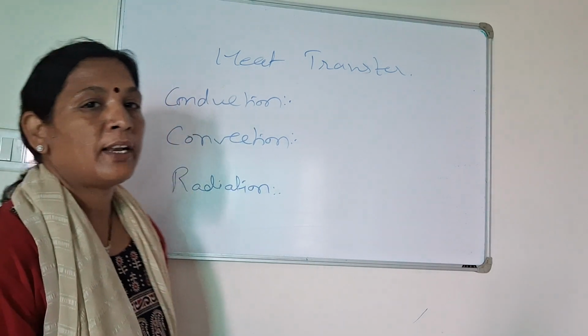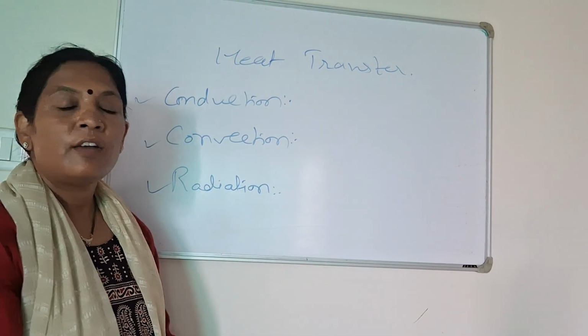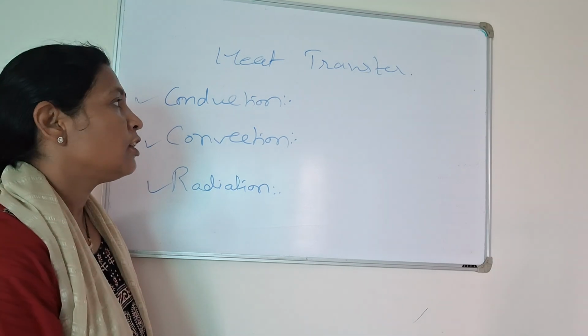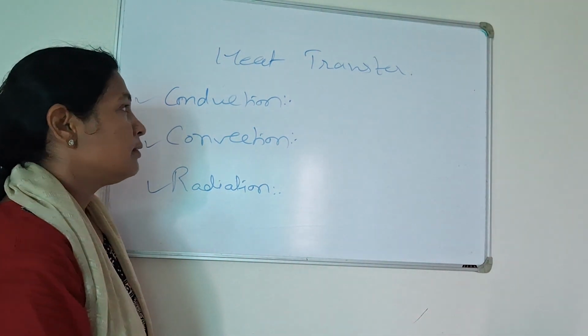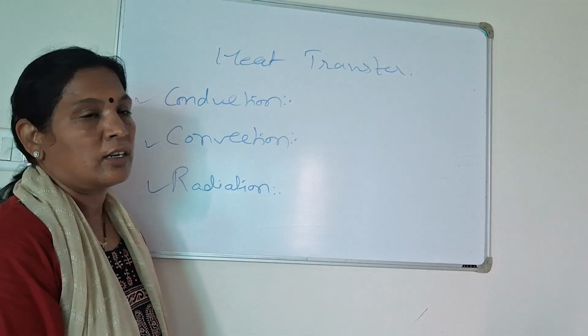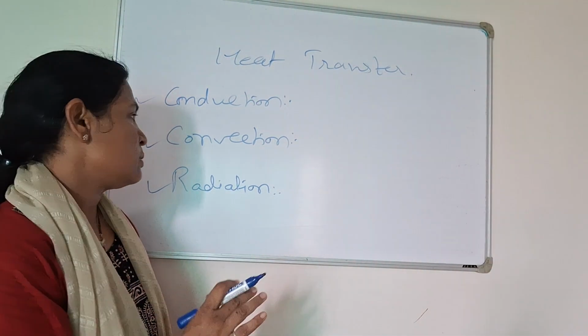Heat transfer takes place in three ways: conduction, convection and radiation. When we are talking about conduction, when the heat transfer takes place through solids, the process is known as conduction because the particles are adjacent to each other and the heat transfer takes place in that.